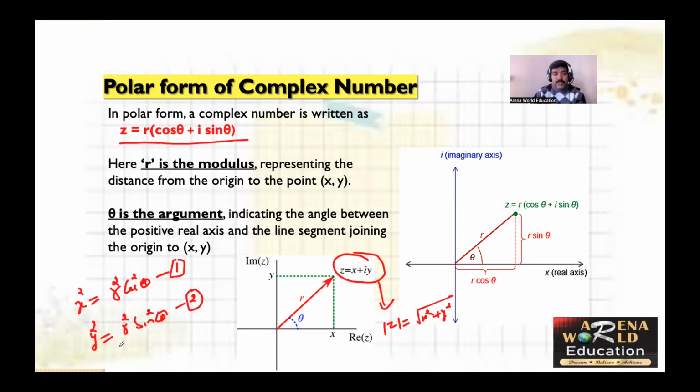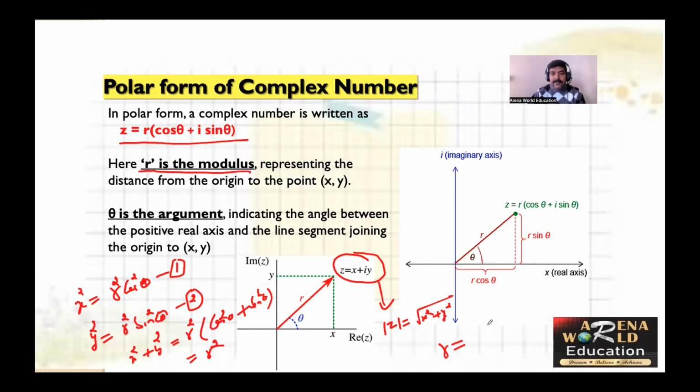If we add these two, what will we get? x square plus y square. This will be equal to what? r square cos square theta plus r square sin square theta. r square is common, so I am writing r square into cos square theta plus sin square theta. We know cos square theta plus sin square theta is what? It is equal to 1. So x square plus y square will be equal to what? It will be equal to r square. Right? Here r is called modulus.